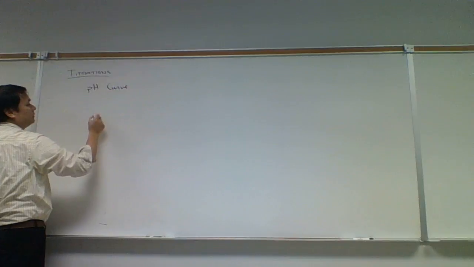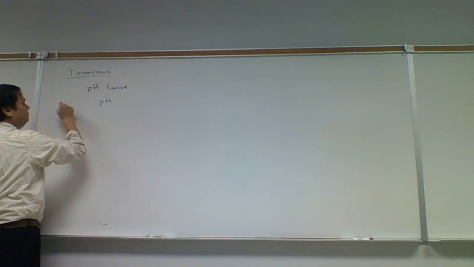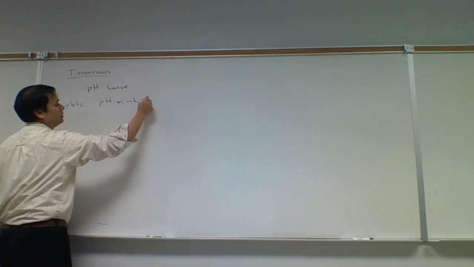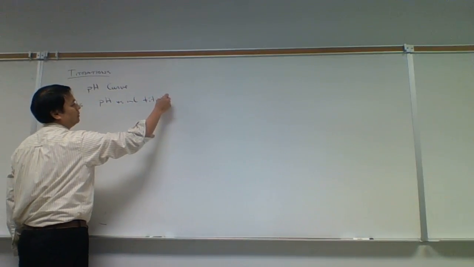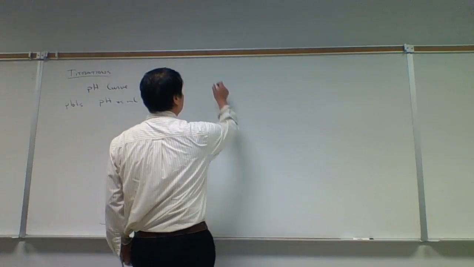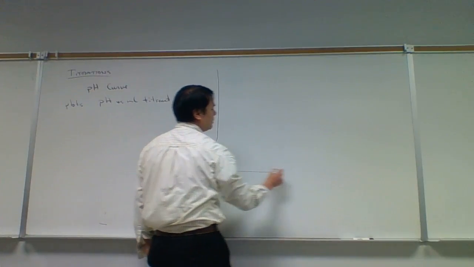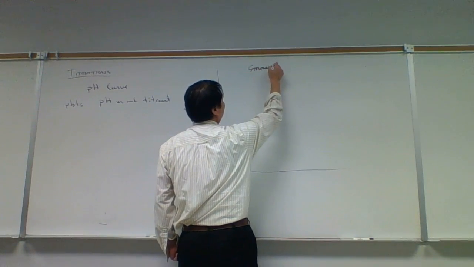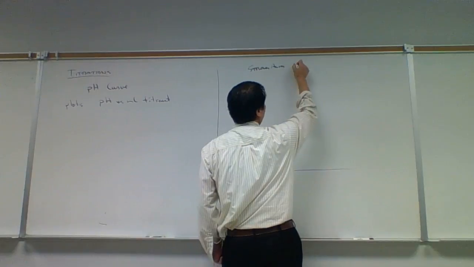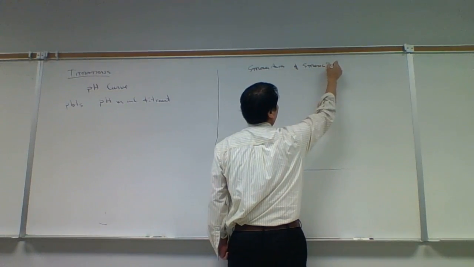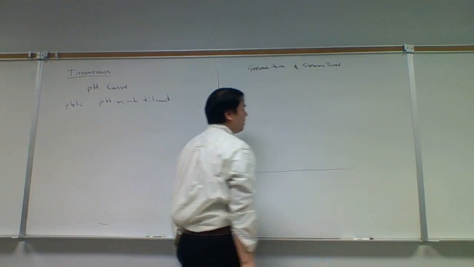The pH curve plots the pH versus milliliters of titrant. There are different typical pH curves, but let's take a look at a strong acid being titrated with a strong base. Sodium hydroxide and HCl.